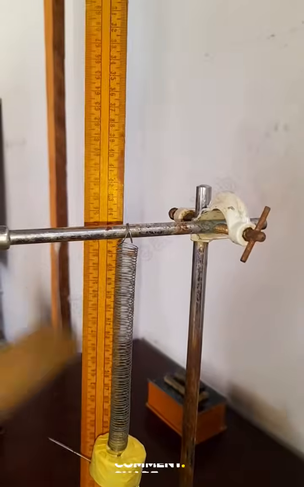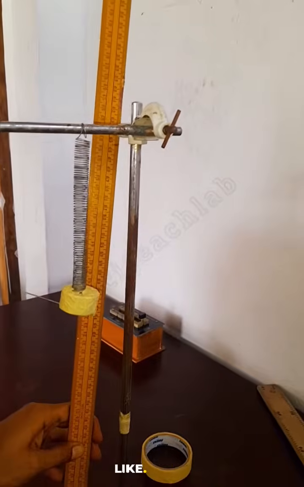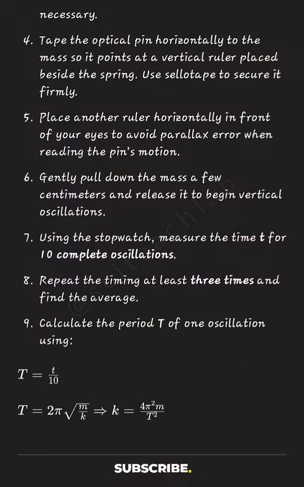So you see what I did: I suspended the spring from the clamp, and then I placed a horizontal ruler in front of my eyes, and then I oscillated. I gently pulled the mass a few centimeters depending on what I'm given, released it to begin vertical oscillations, and then I used my stopwatch to measure the time t for 10 or 15 or 20 oscillations. In your case, they may say 20 the first time, then 10 the second time.